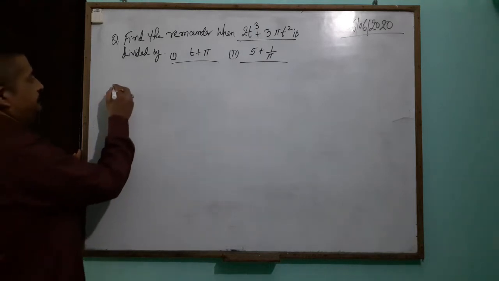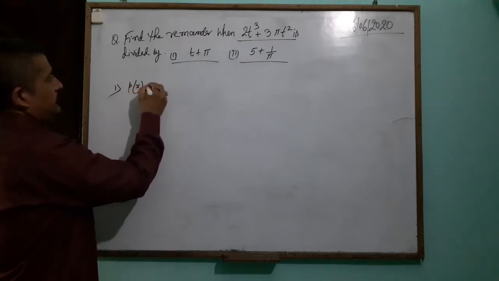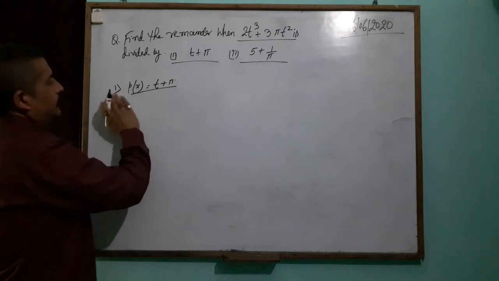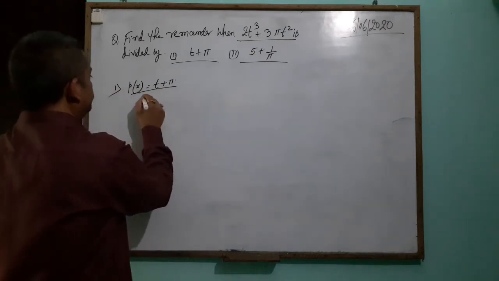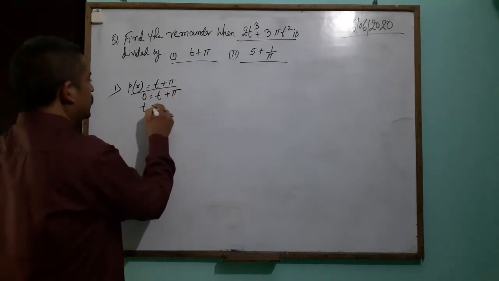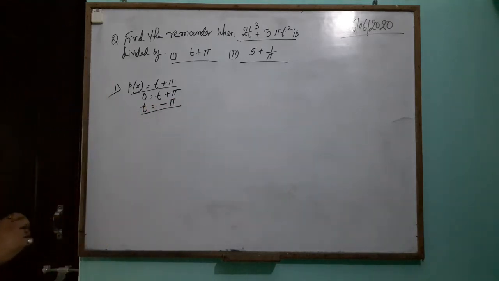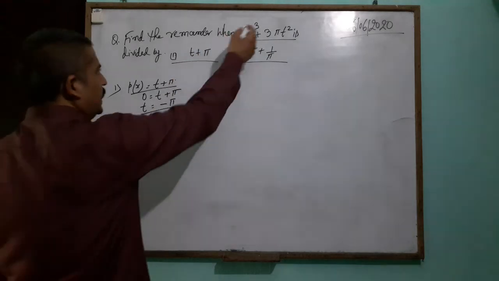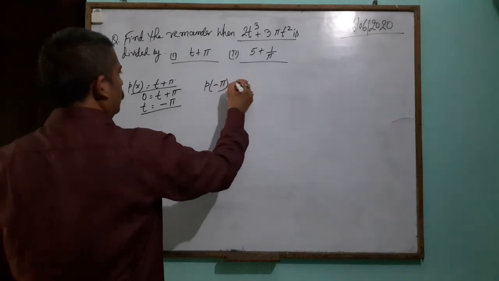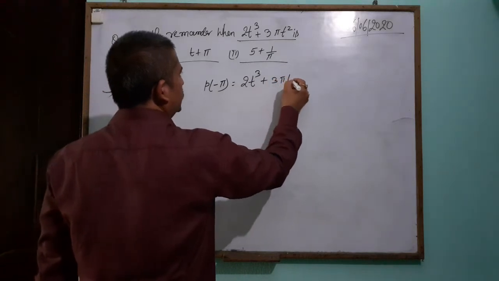So first, t + π. Then set 0 equal to t + π, so t is equal to minus π. So the zero of t + π is minus π. If we put that into the polynomial, we get 2t³ + 3πt².